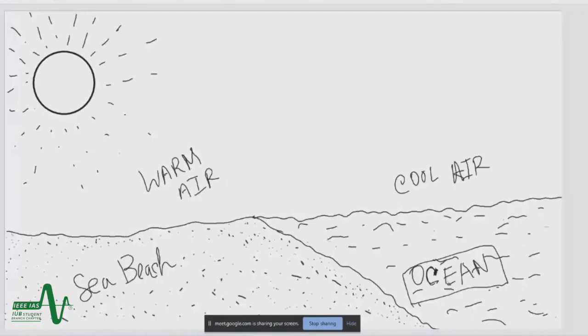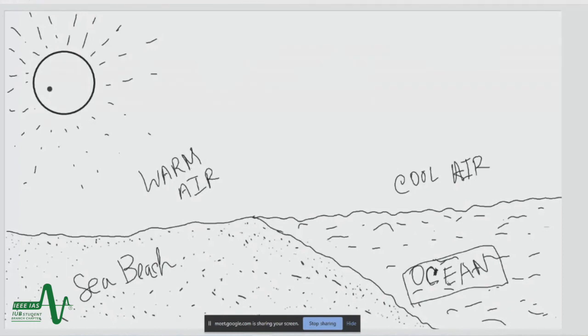So let me share with you this drawing. Let's just think about it, just for imagination, that we are at a sea beach. If we consider the sea beach, let's say here is the ocean, that means the water level is here.